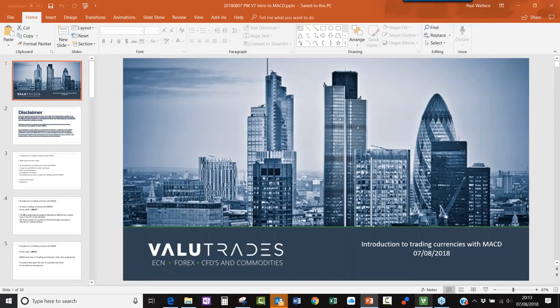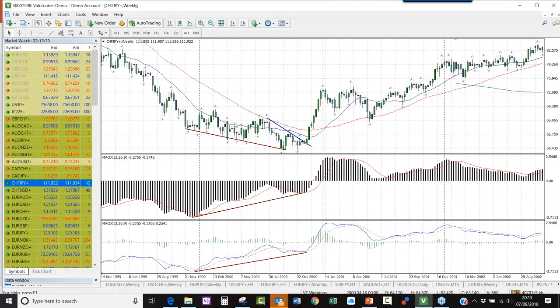We've just got a couple of minutes left, so I'll try and switch across to the charts. We'll have a look at one or two very quick charts. I appreciate we've been going for a good hour or so, and hopefully that will give you a little bit of an idea of how to utilize this.